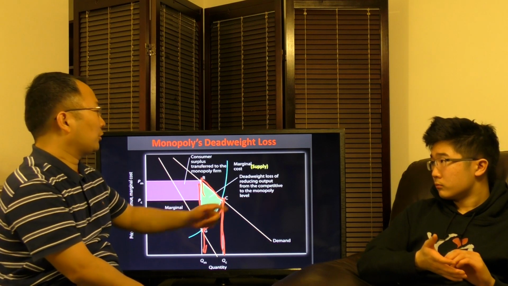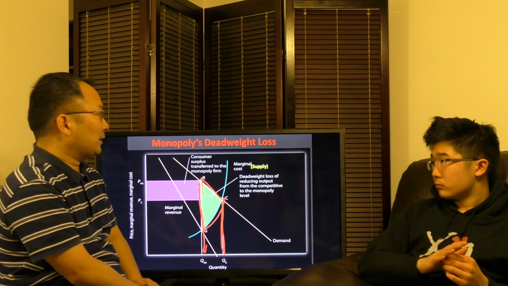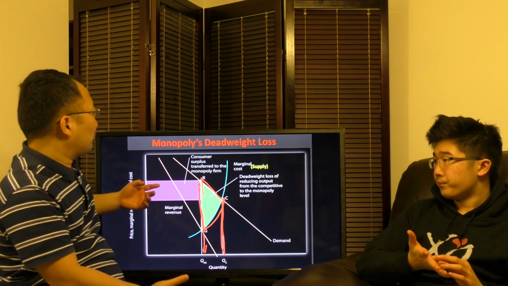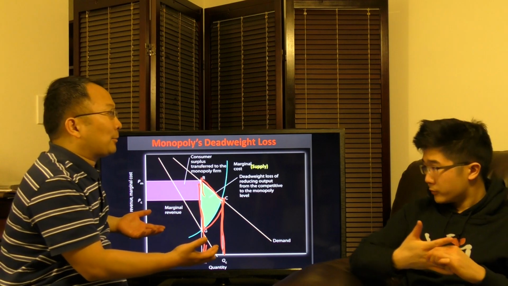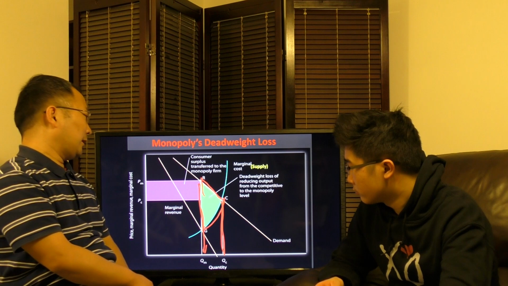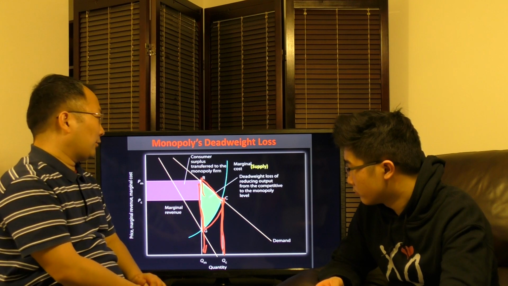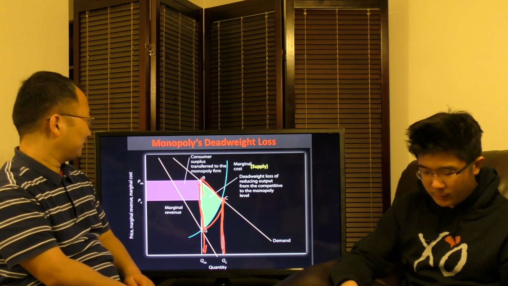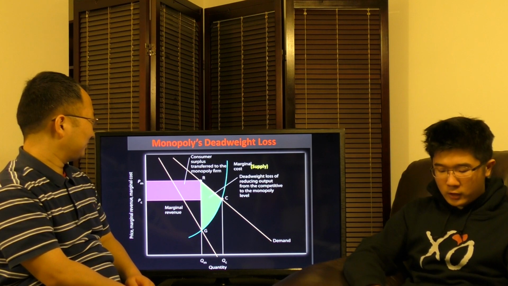From the competitive to the monopoly level, that means the consumer surplus is transferred to the monopoly firm as part of the economic profit, right here. It's very similar to the deadweight loss we discussed in the earlier episodes. And because of that, we see that there's a deadweight loss there.